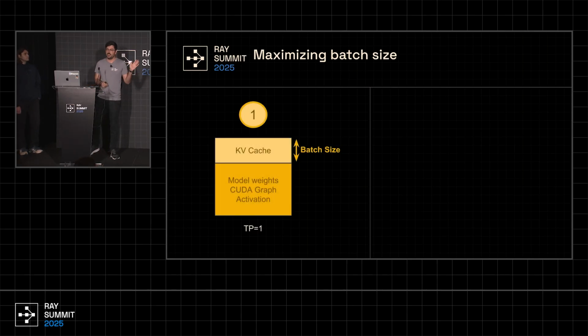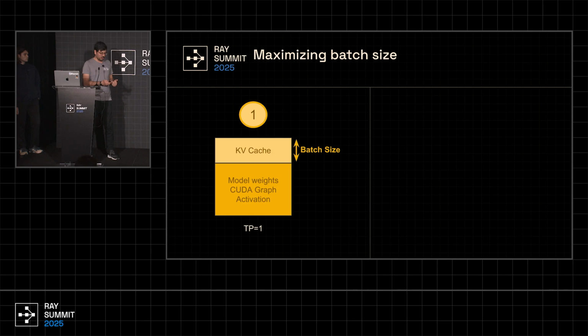This figure illustrates where GPU memory would go when you serve a model. You've got model weights, CUDA graph, and activations, and they consume some memory. Whatever is left is going to be left for KV cache, and that determines your batch size. It's effectively how many requests I can concurrently serve and store in a KV cache.